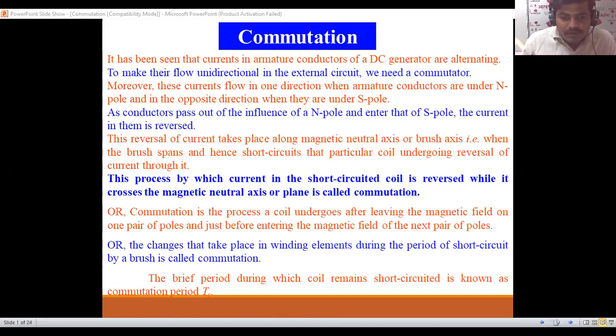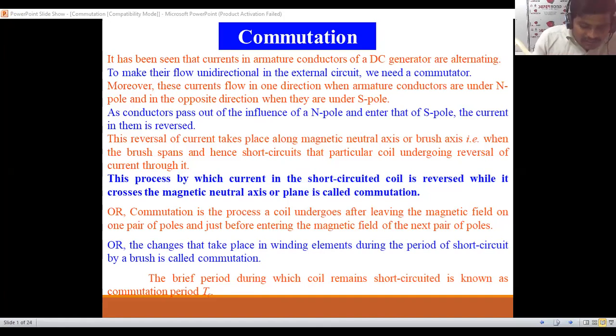See, the commutator is a device which converts an alternating quantity into a DC quantity. That means it works as a rectifier. It has been seen that the currents in the armature conductors of a DC generator are alternating, as we have discussed in the DC generator. I will draw here.